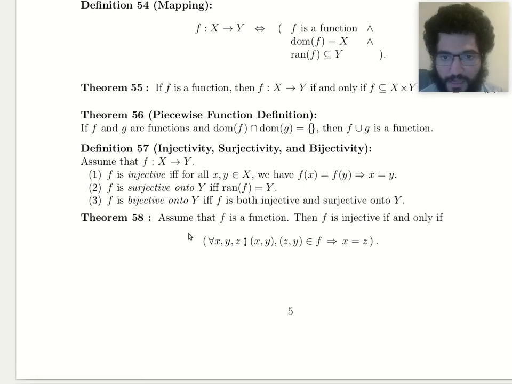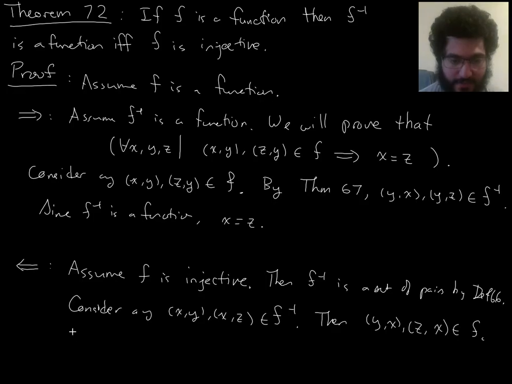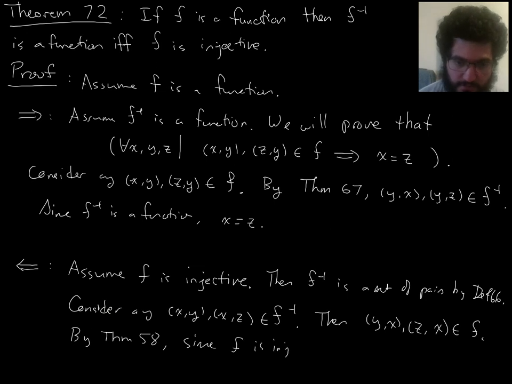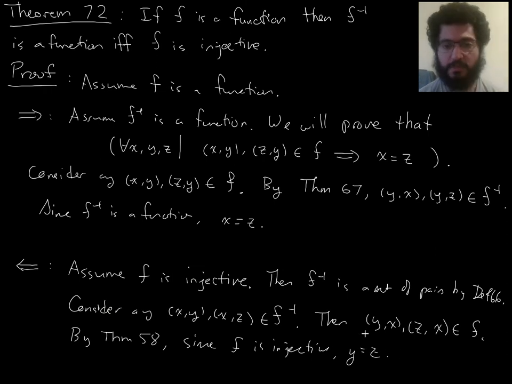So by theorem 58, since f is injective, y equals z. And that's all that's needed to prove that f reverse is a function, right? So that's it. Now I notice something a little bit weird here. It looks like I referenced theorem 58 in this half of the proof, but I never mentioned theorem 58 up here.